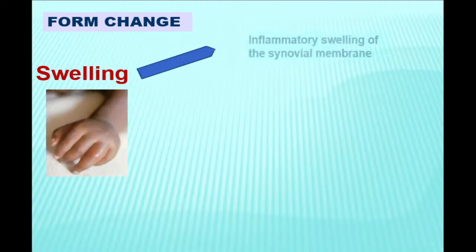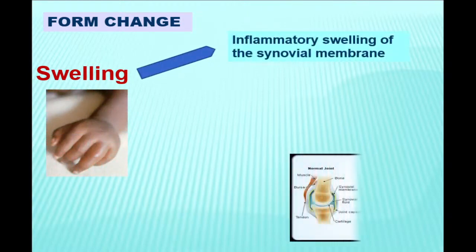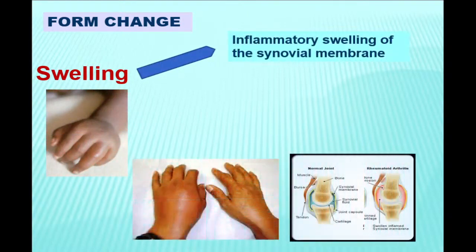I told you that we distinguish three origins of the change of form. Swelling of the joints appears due to inflammatory process, because of swelling of the synovial membrane, sometimes collection of liquid inside the synovial sac. We are talking about synovitis, and usually it is a symmetric process. You compare healthy and affected joints.